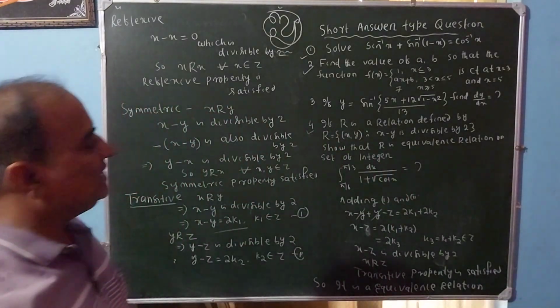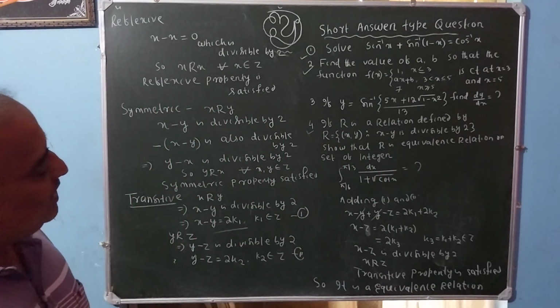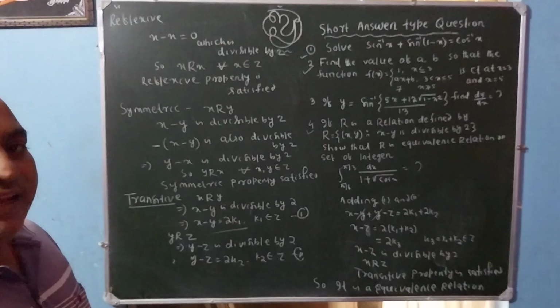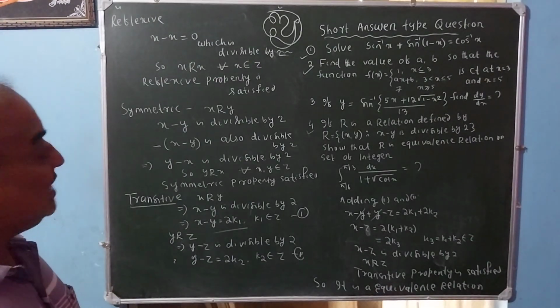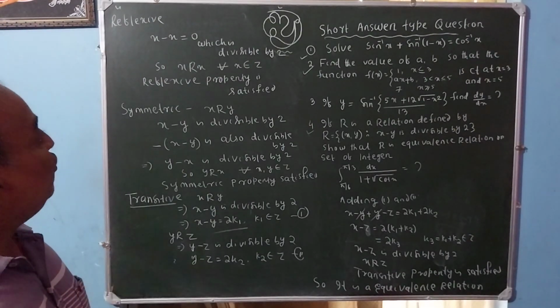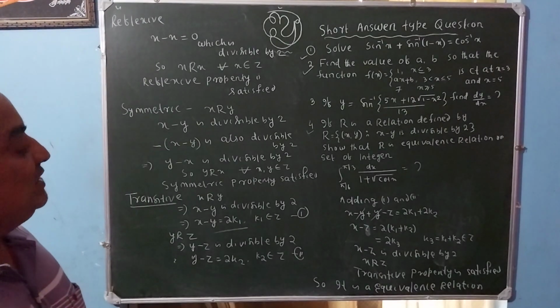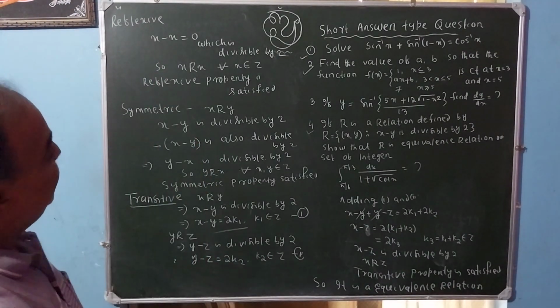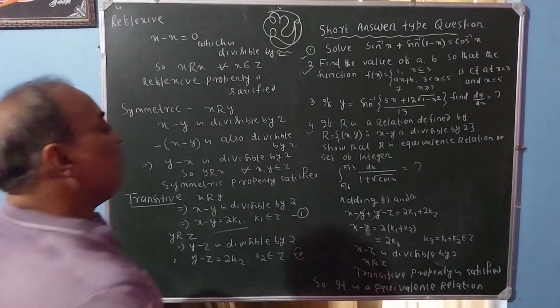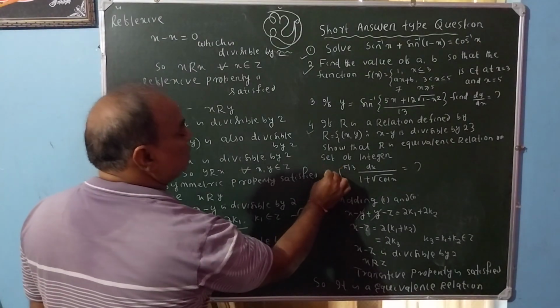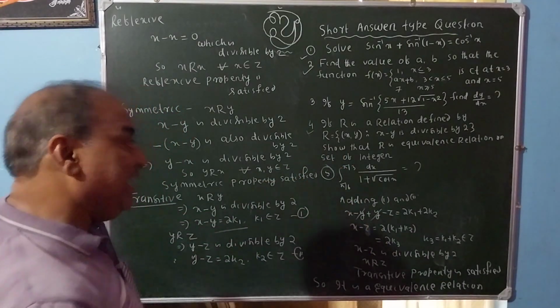Equivalence relation means reflexive property satisfied, symmetric property satisfied, and transitive property is satisfied. When three properties are satisfied, then the relation is said to be an equivalence relation. Hence, it is a very important question. Now we are going to discuss another question, number 5, from definite integrals.